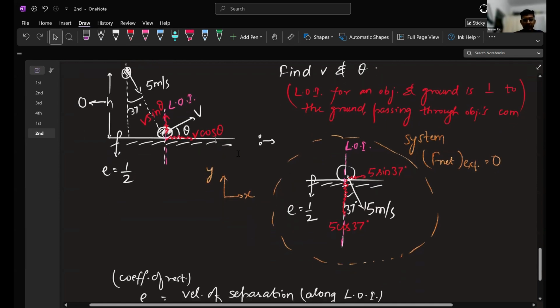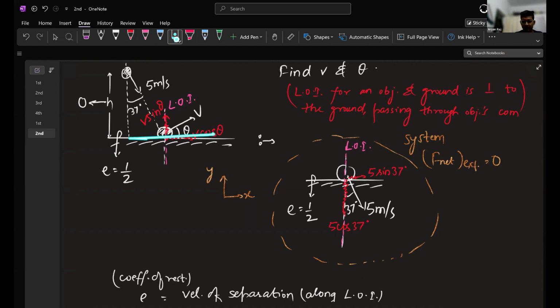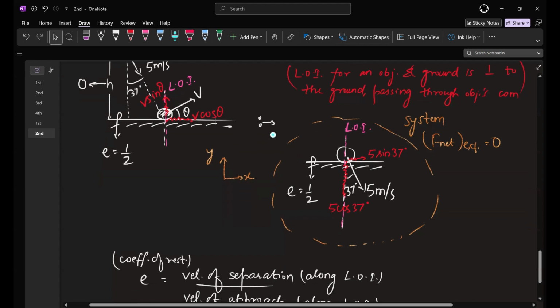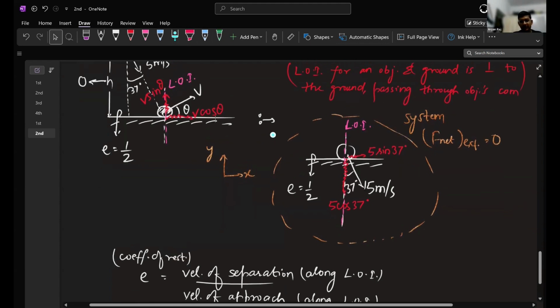Okay. So it means the velocity of separation along the line of impact is what? This ground is again at rest, but here the object's velocity is away from the ground. It means it is separating. It is being separated apart from the ground. It means this v sin theta is the velocity of separation. Any doubts? No. Very well. So let's apply this in the formula.